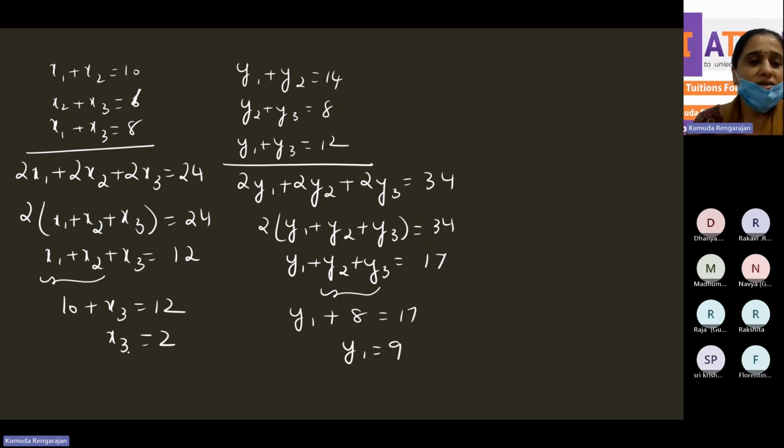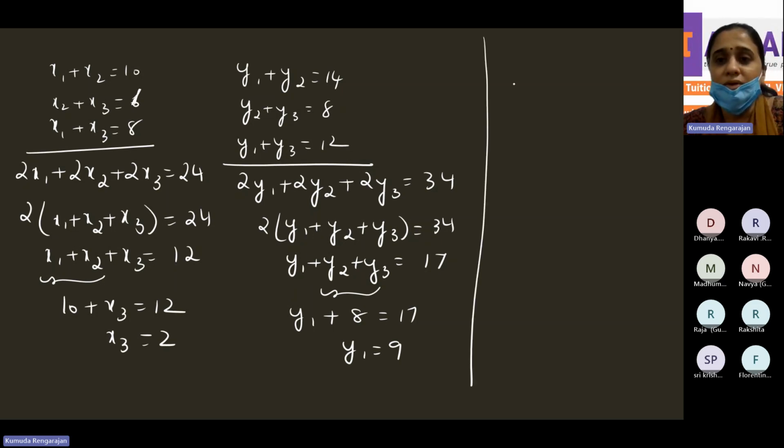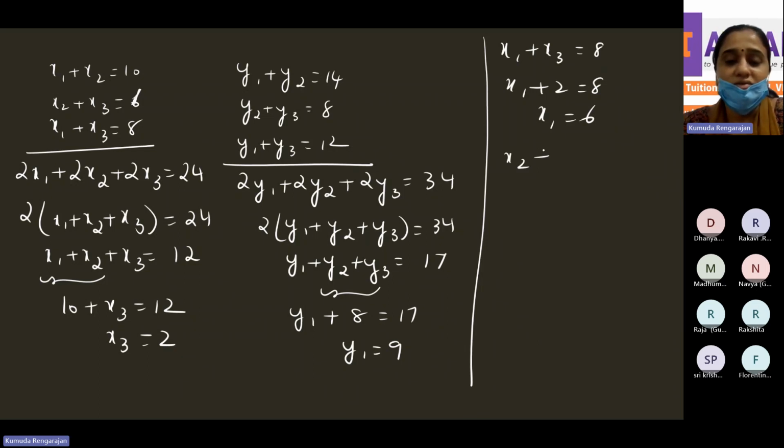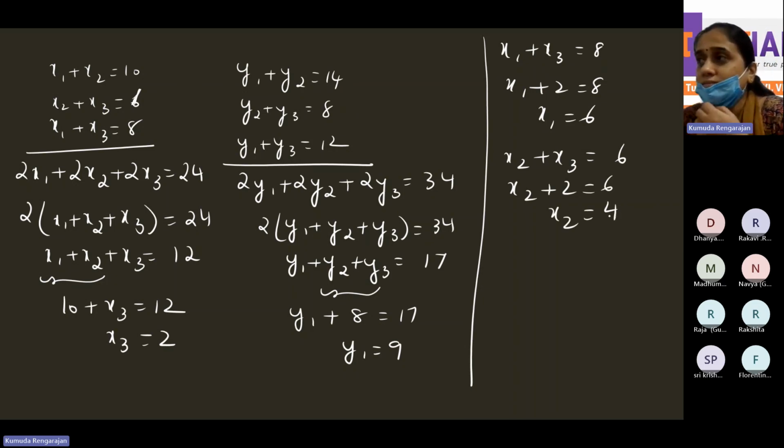Now having got x3, you can substitute x3 here. Where will you substitute? Now we know that x1 plus x3 is equal to 8. So x1 plus, what is x3? 2, is equal to 8. x1 is equal to 6. Now you can substitute in x2 plus x3 is equal to 6. x2 plus 2 is equal to 6. So x2 is equal to 4.